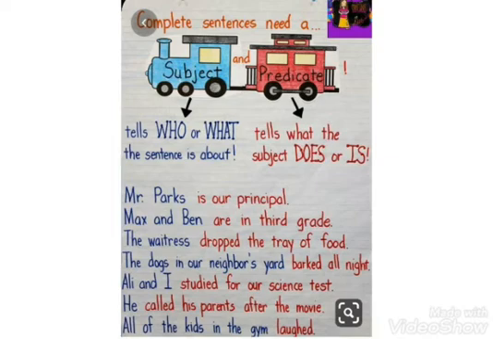Ali and I studied for our science test. What did Ali and I do? Studied for our science test. That's the predicate. And who are we talking about? We are talking about Ali and I. That's the subject. He called his parents after the movie.